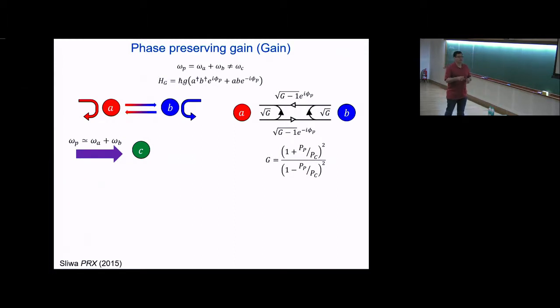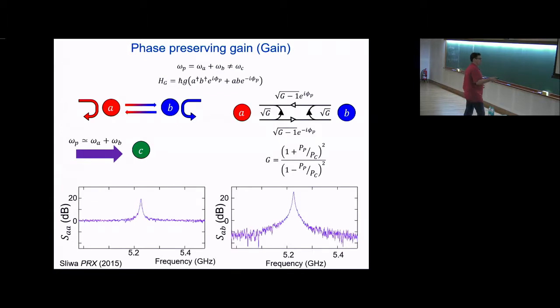And the way we control the gain, which is this divergent gain right here, is to set the pump power near but below some critical pump power in the system. And if you do this all right, here's the reflection gain of the system, here's the transgain of the system, and it just works very, very well.